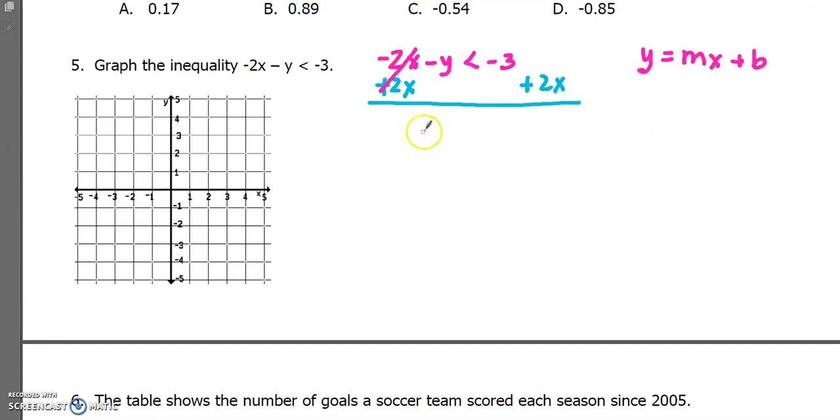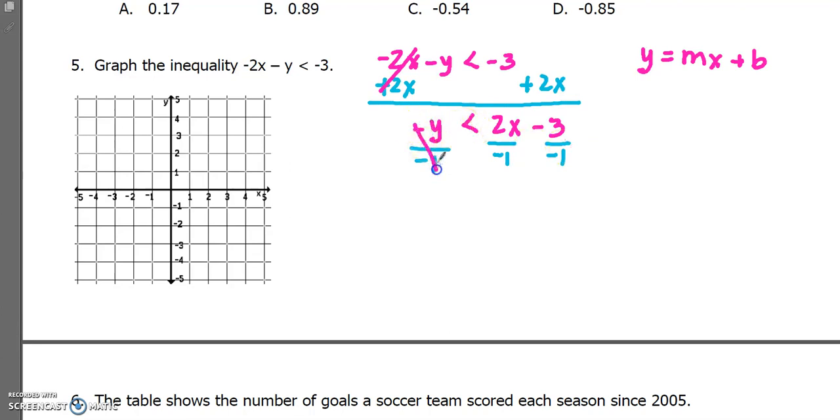And that means this is gone. It leaves a -1y is less than. These are not like terms, but I'm going to put my x term first. That's a +2x, and then this is a -3. And then it looks like it's by itself, the y, but really I have a negative 1 here. So let's get rid of that by dividing by negative 1.